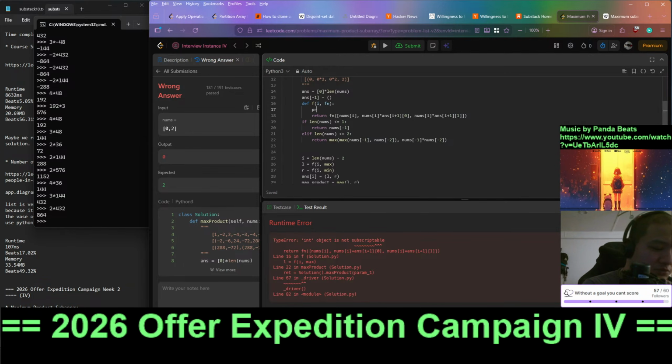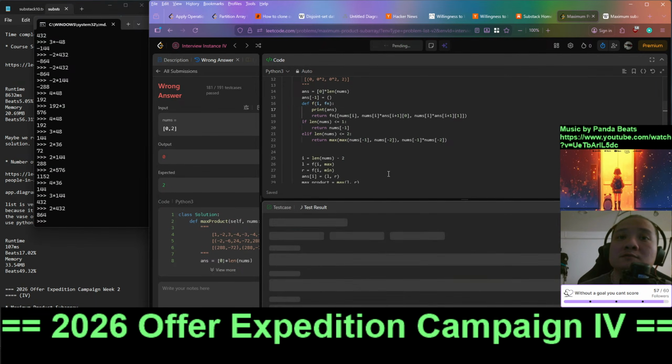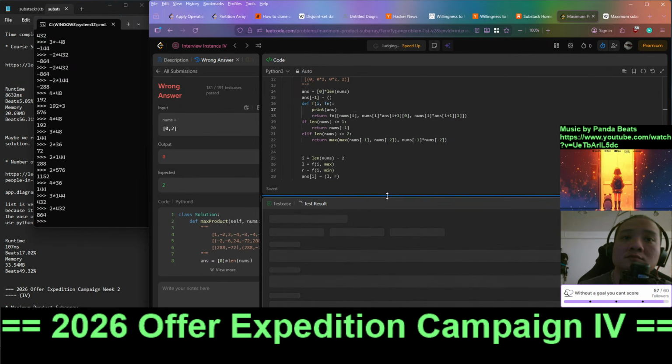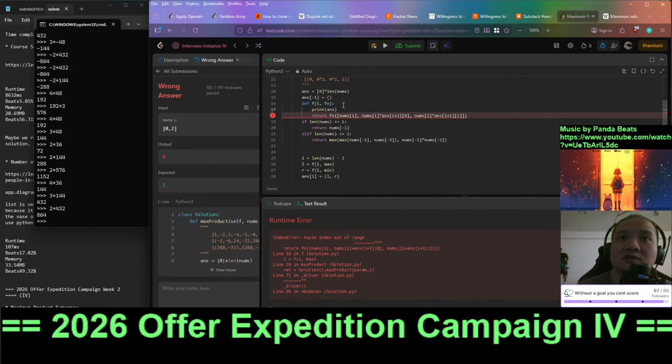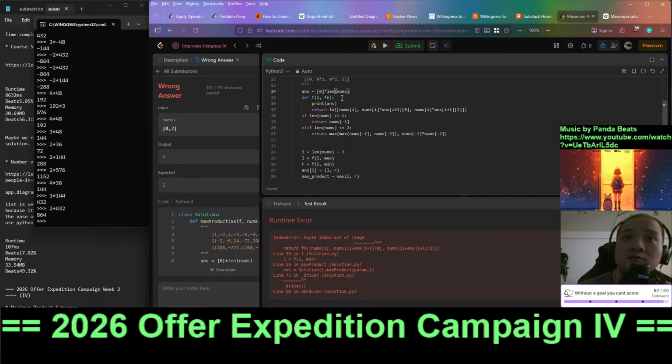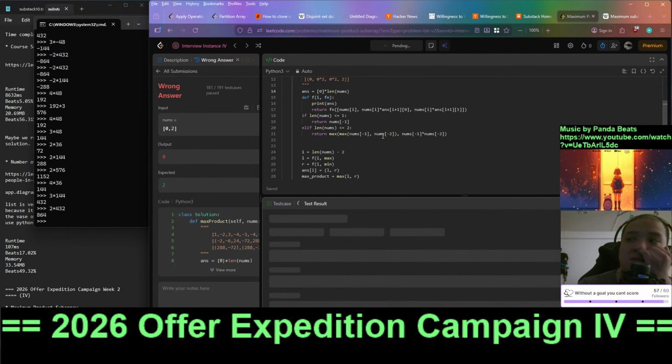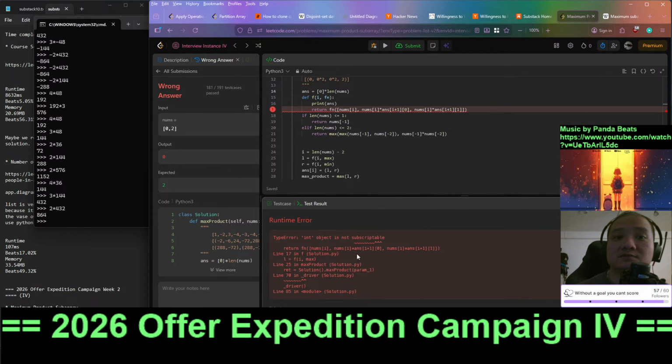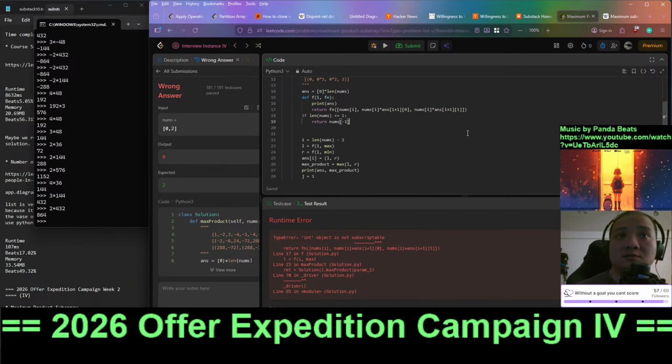So hold on, let's just print on here. What is it complaining about? Run! What the hell is wrong? Okay. Oh, it's complaining because basically I don't need this, right? If the length is equal to 2, I should be able to say that it is this, right?